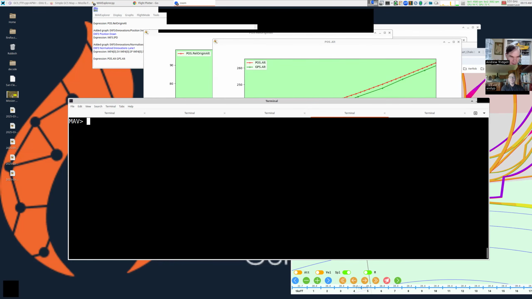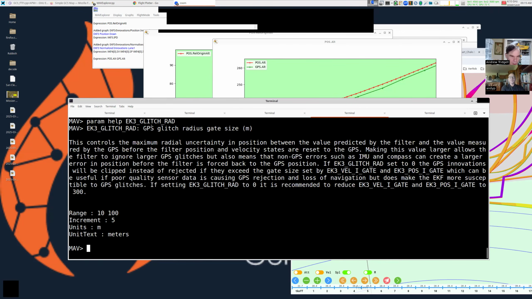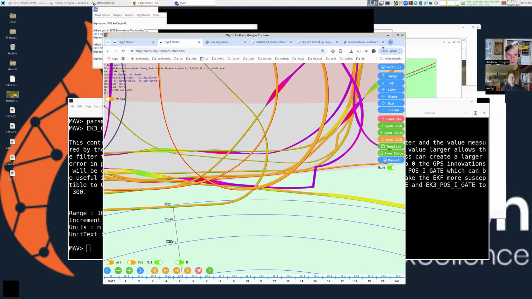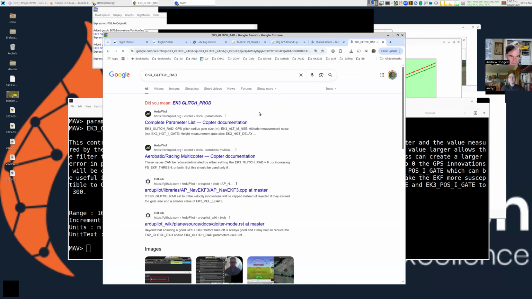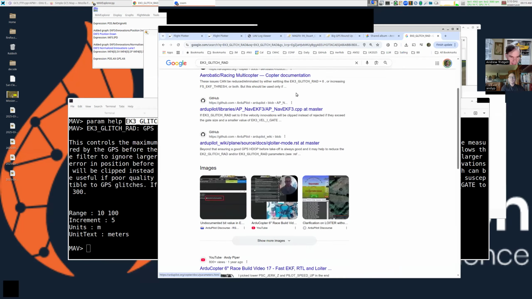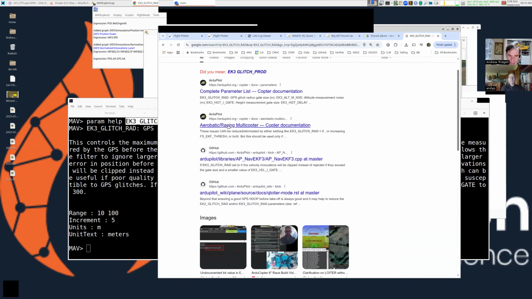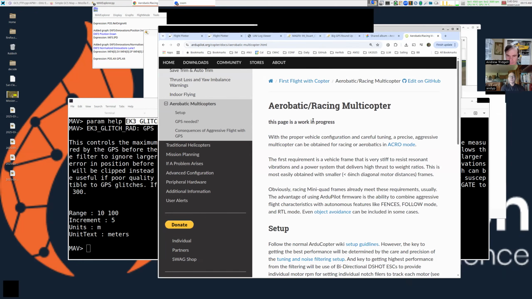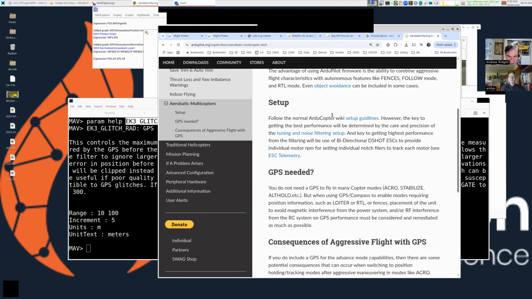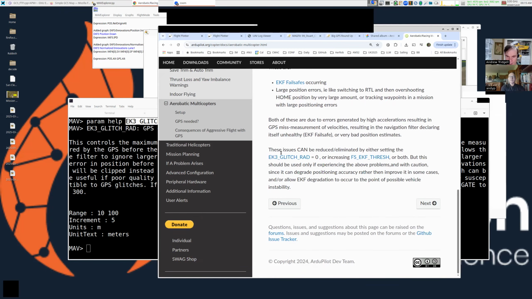If we look at the help for that parameter, param help, or you could search for this EK3_GLITCH_RAD with your favorite web search tool, and you'll find the explanation of it. This parameter was originally added for people doing aerobatic multicopters, racing, the little racing quads, right? That's why it's described in here. So we don't have a special page for the aerobatic planes, but it's a very similar concept, similar sort of G-forces people get. And there is this explanation in here.